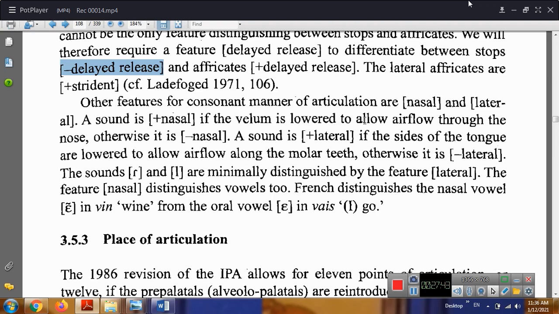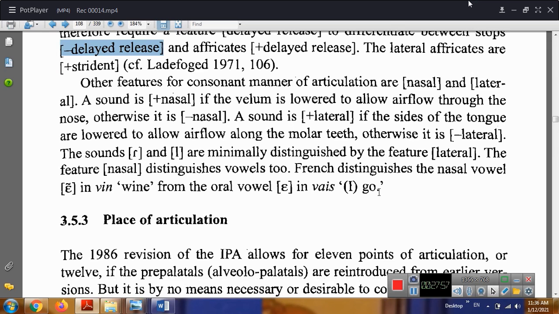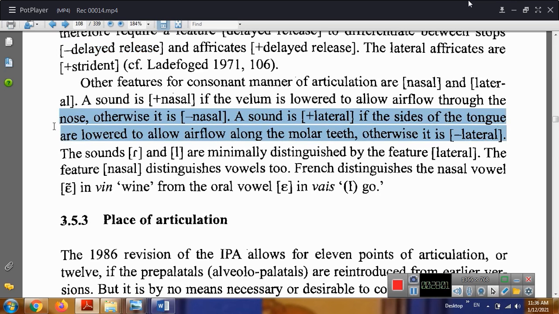A sound is plus nasal if the velum is lowered to allow airflow through the nose. Otherwise, it is minus nasal. A sound is plus lateral if the sides of the tongue are lowered to allow airflow along the molar teeth. Otherwise, it is minus lateral, which is true of just le sounds. The sounds of re and le are minimally distinguished by the feature lateral. Therefore, this flap re and le are plus lateral.